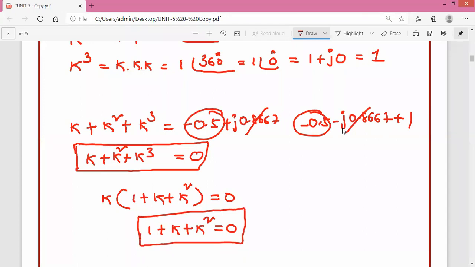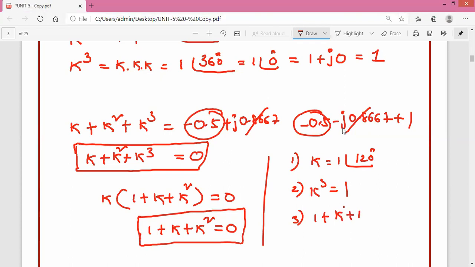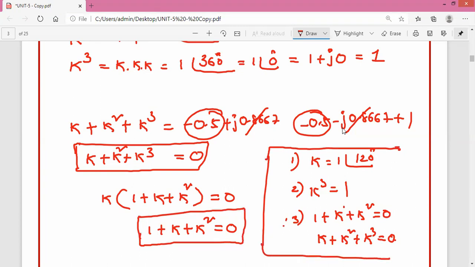So there are three important conclusions from this. One, k has unit magnitude and 120 degrees phase. Second, the value of k cube is equal to 1. And third, the summation 1 plus k square is equal to 0, or k plus k square plus k cube is equal to 0. These are the important conclusions from this k notation, which is used for writing the balanced parameters of one phase into another phase. So this is regarding k notation.